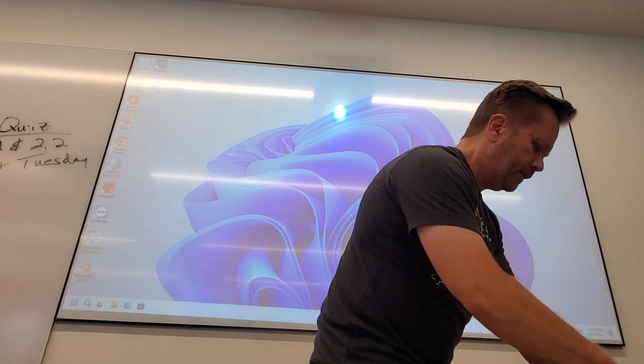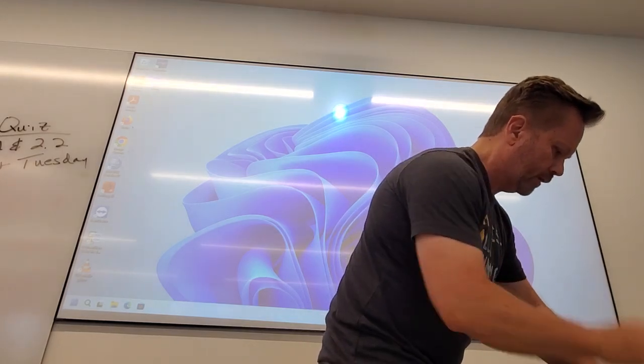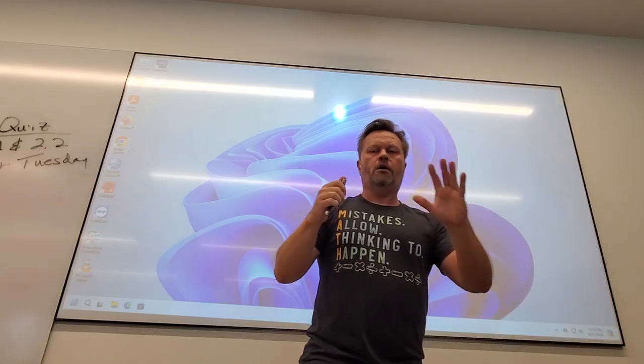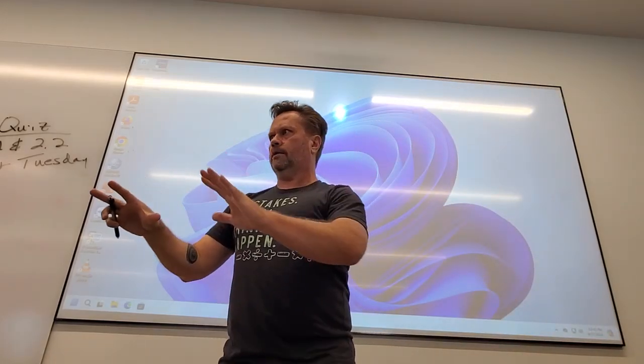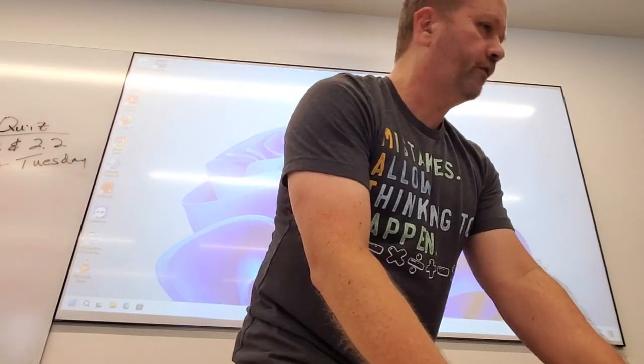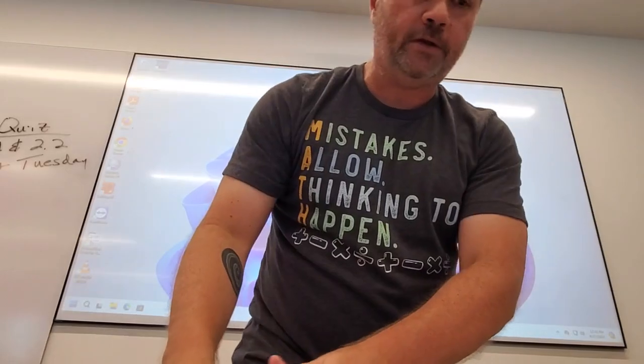The next two sections, the rest of 2.2 and section 2.3, are all hinging on a similar idea. It's this idea of what if our base wasn't 10? What if our base was something else?